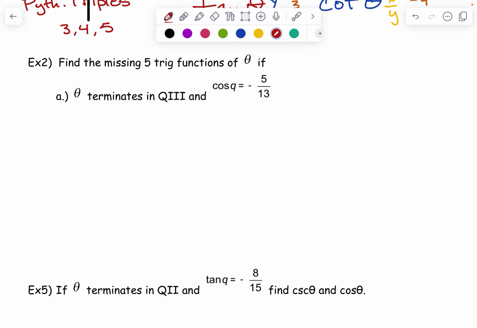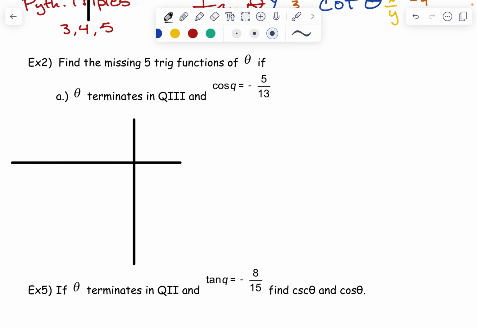Example 2. Let's start by drawing a quick quadrant. Now this one tells me in the instructions that it terminates in Q3. So I'm actually going to move this over, maybe. And I'm going to kind of focus on Q3 here, since I know everything's happening there. And if we remember our signs for Q3, it's our negative quadrant.